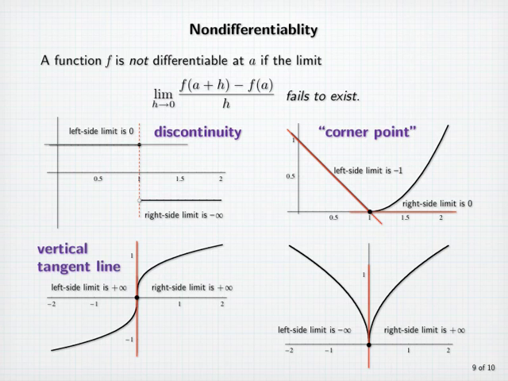In our third picture, the function has a vertical tangent line at x equals 0. In the fourth picture, we have something that we call a cusp. The graph comes to a very sharp point at x equals 0. So these are four primary ways in which a function fails to be differentiable.